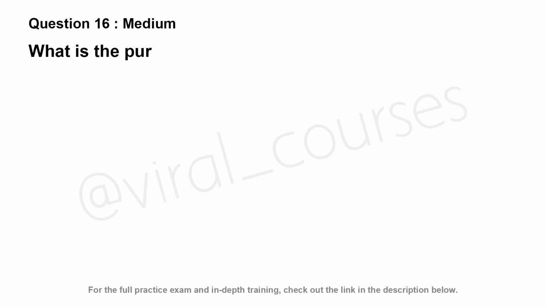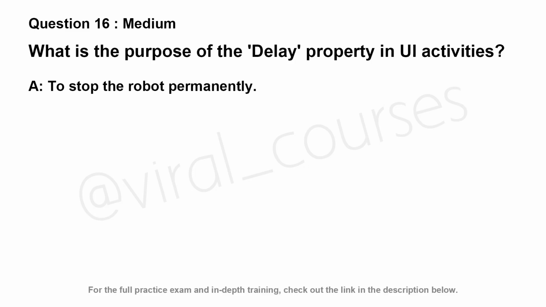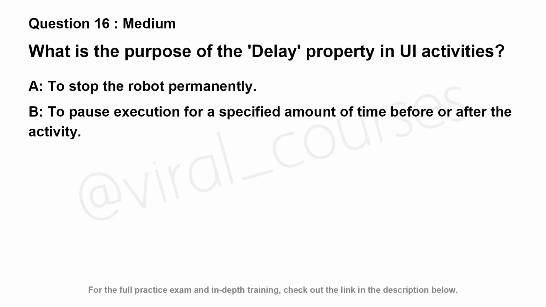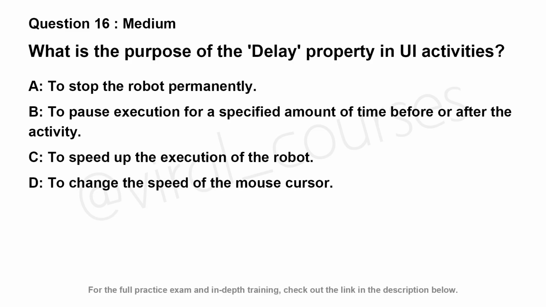What is the purpose of the delay property in UI activities? Option A. To stop the robot permanently. Option B. To pause execution for a specified amount of time before or after the activity. Option C. To speed up the execution of the robot. Option D. To change the speed of the mouse cursor.